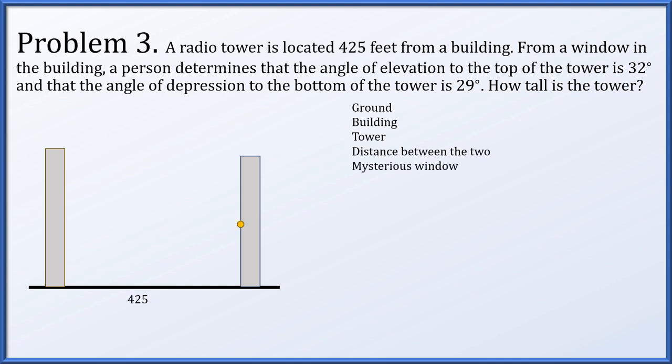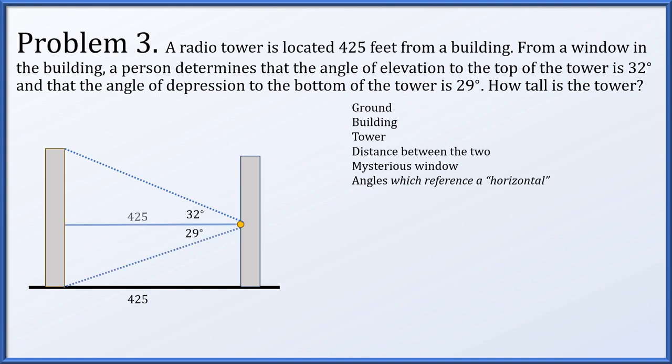Somewhere on the building, we don't know exactly where, there's a window. We do, however, know there are certain angles, and these angles reference a given horizontal. There's a 32 degree angle of elevation to the top of the tower and a 29 degree angle of depression to the bottom, both of which reference a straight horizontal line, and the distance between the two is 425 feet. Now, what are we after? The total height of the tower, but we can break that up into two pieces.